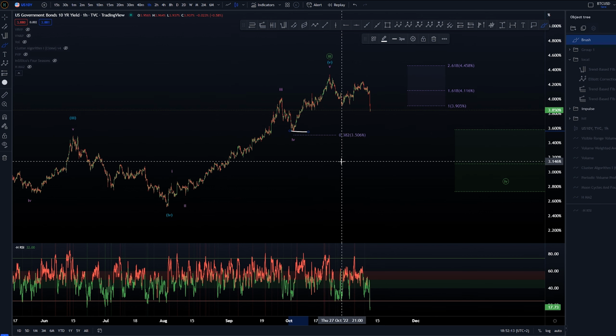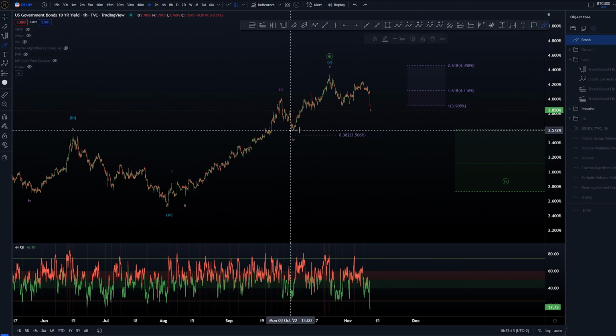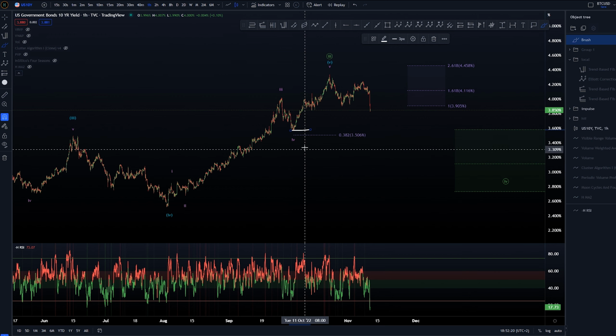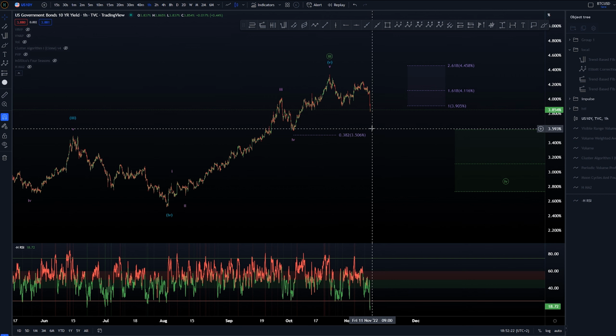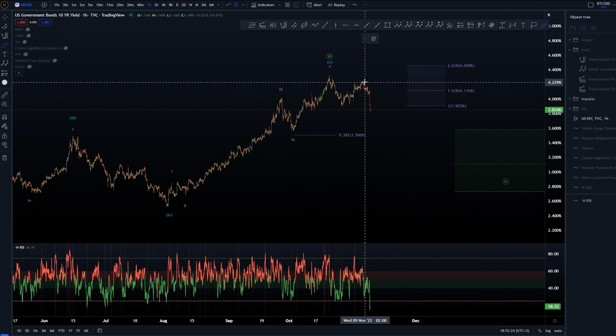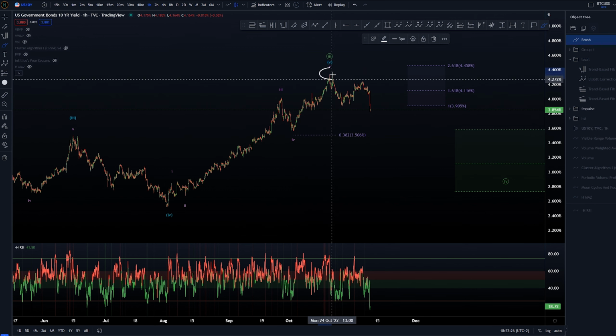Of course, the invalidation for that idea completely would be at these lows here around 3.572, and if the yield goes below that, then it is confirmed again that this indeed was that top.